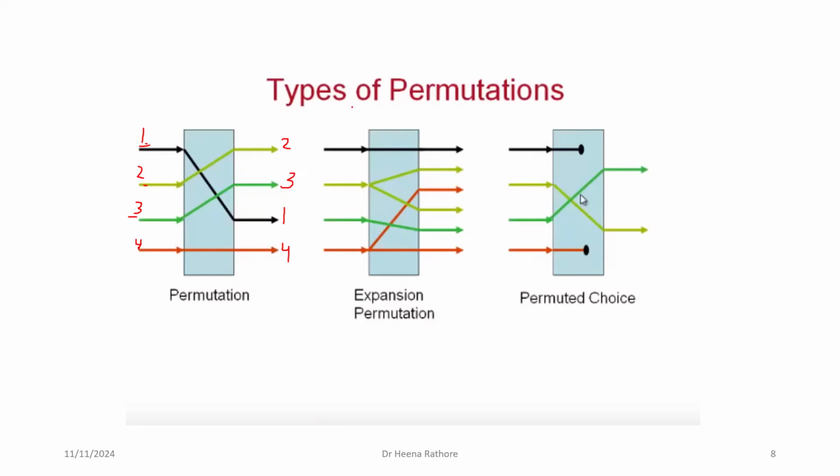So you start with 4 bits. So here it is 1, 2, 3, and 4. And you expand it to a larger set. So 4 bits, you expand it to maybe 6 bits. So how exactly you expand is you take the first bit and you put the first bit as is.